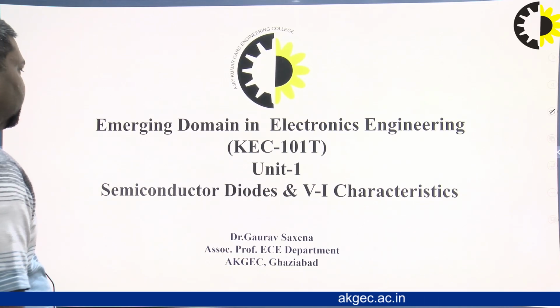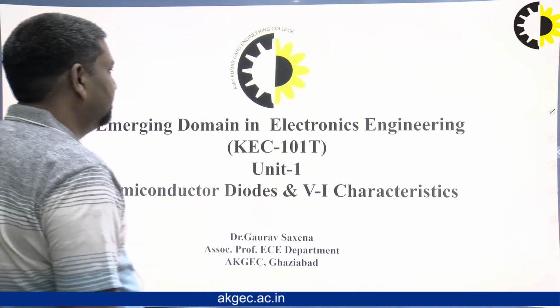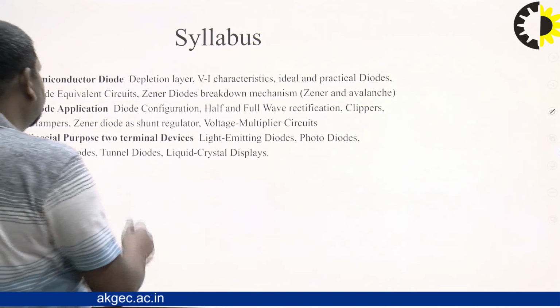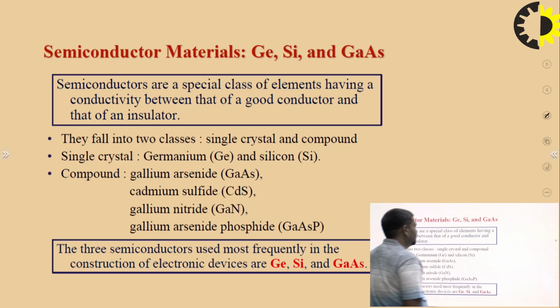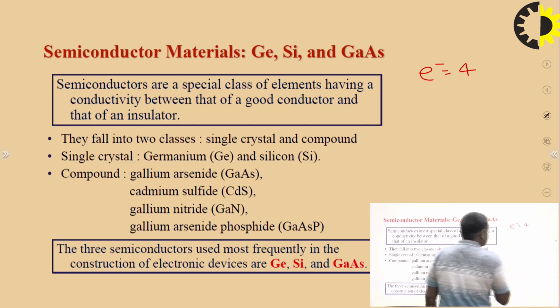So this is Unit 1: what is the semiconductor diode and the VI characteristics of that diode. So we discuss here, what is a semiconductor diode? A semiconductor is a special purpose material whose valency, or last orbit electrons, is equal to 4. So we can say this is a semiconductor.